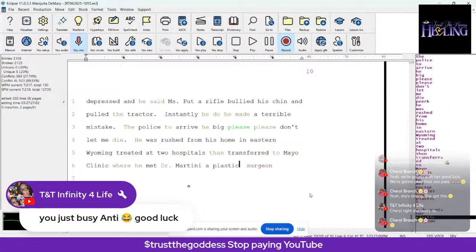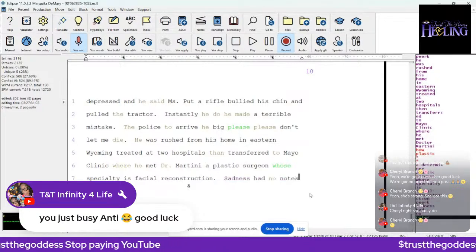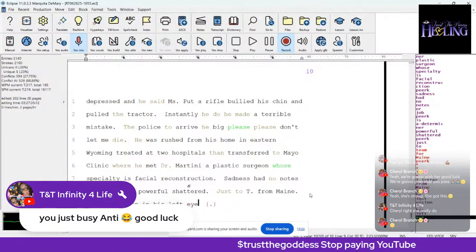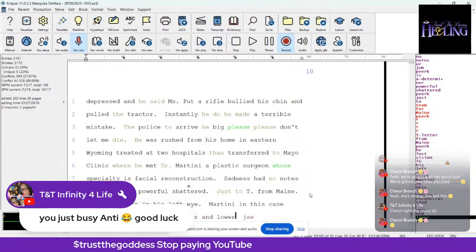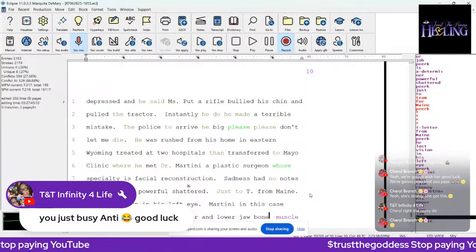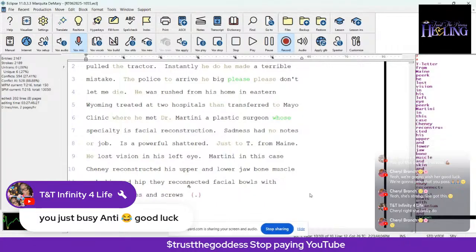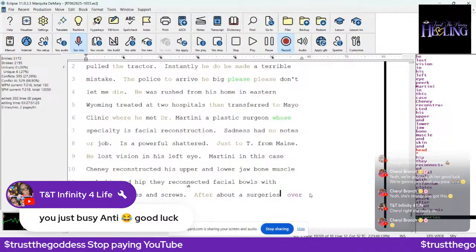Sandness had no nose or jaw. His mouth was shattered. Just two teeth remained. He'd lost some vision in his left eye. Mardini and his team reconstructed his upper and lower jaw with bone, muscle, and skin from the hip and a leg. They reconnected facial bones with titanium plates and screws. After about eight surgeries over four and a half months, Sandness returned to tiny Newcastle, Wyoming, where friends and family embraced him.